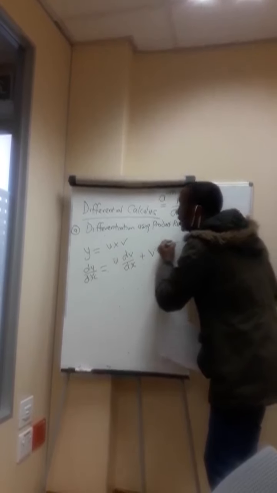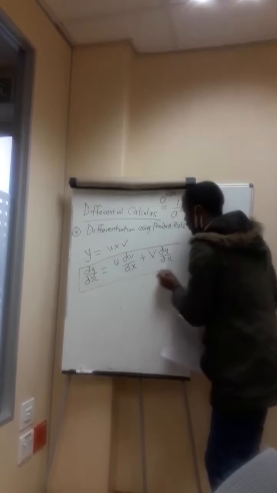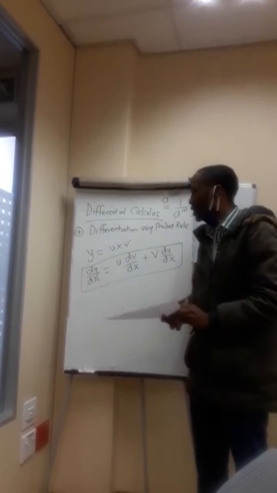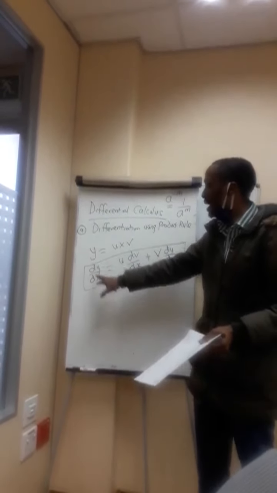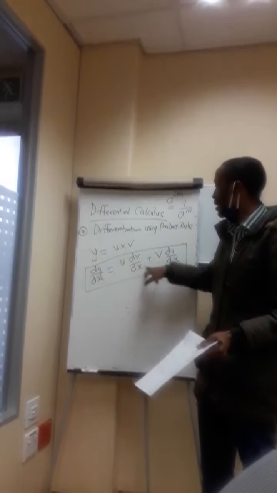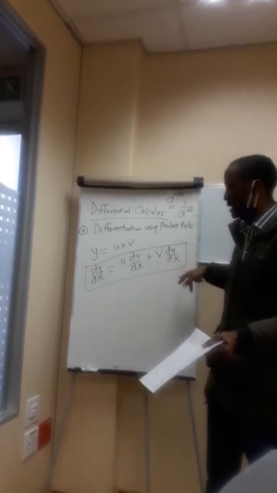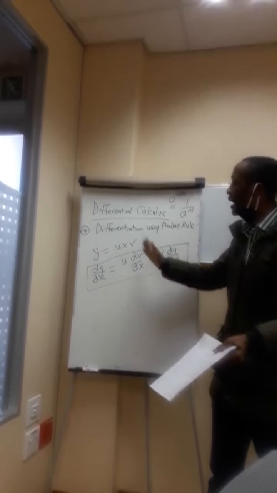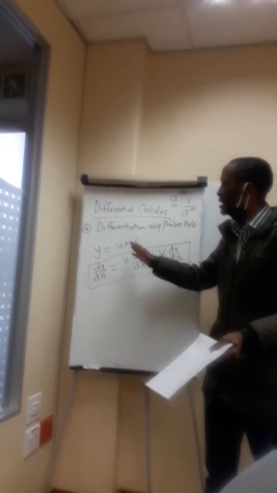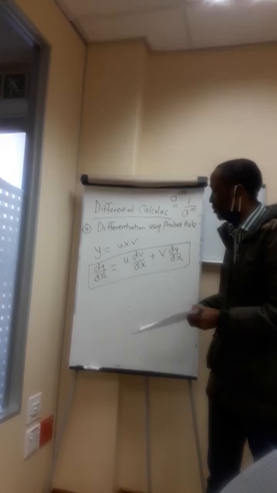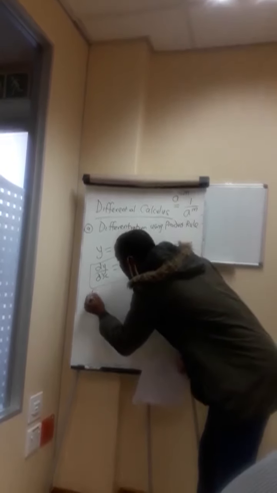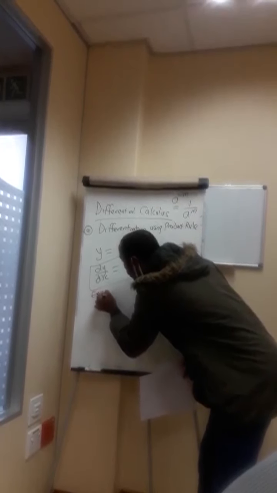So when you want to differentiate a mathematical function that is a product of two different functions, the formula you use is dy/dx equal to u dv/dx plus v du/dx. That is the formula we use, and we only use it when we have a mathematical function which is a product of two different mathematical functions. So let's look at an example for you to understand this. Example 1.